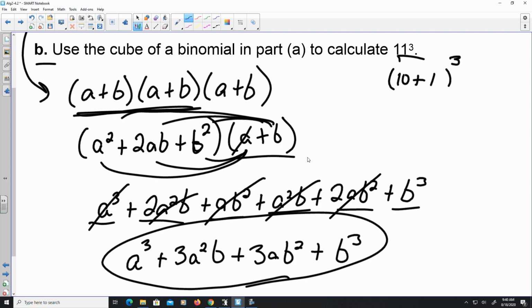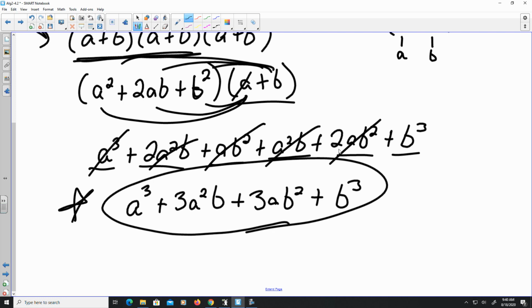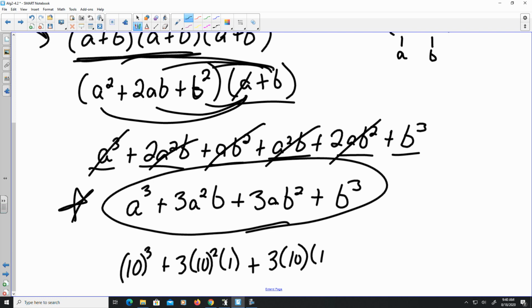So essentially, this is A, so 10 is A and 1 is B. I'm just going to use this formula right here and insert 10 for A and 1 for B, and then see what it solves to. So essentially, this is going to be (10 cubed), I'll just put parentheses around it, plus 3 times 10 squared times 1, plus 3 times 10 times 1 squared, plus 1 cubed.